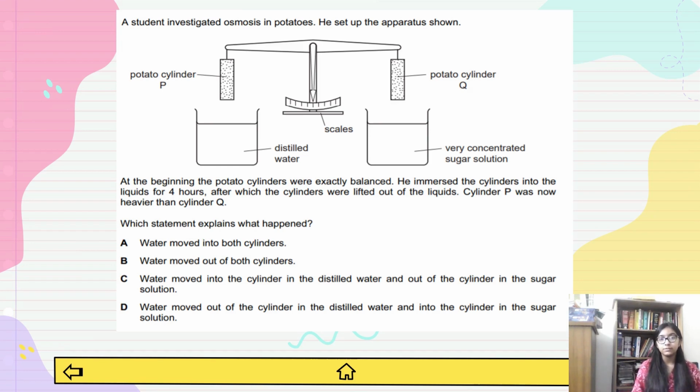Again, following the concept of osmosis, we can understand that for the distilled water, as the water potential is lower inside the potato cylinder, the water molecules move inside the potato, causing it to become plasmolyzed, which also increases its volume. On the other hand, in the sugar solution, the water potential is higher inside the cell, so the water moves out. The answer is option C. That is, the water moved into the cylinder in the distilled water and out of the cylinder in the sugar solution.